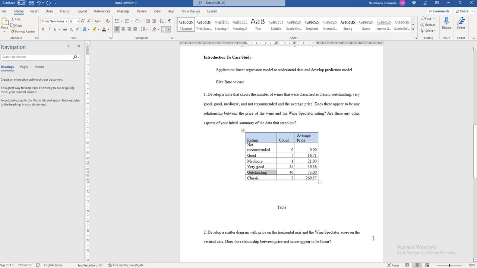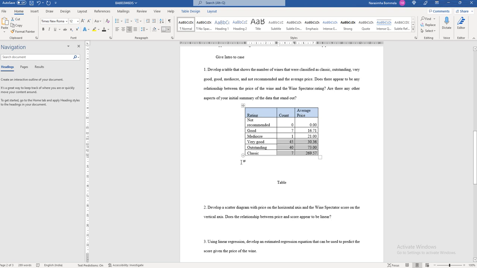Related to these two things, you can make some important points. These are some additional points that you can write. You can say that though the bottle is classic, it got a very low count, because when the price is very high, the purchase count will reduce. In that way you can explain. These are some outstanding points that you can write related to the given case.